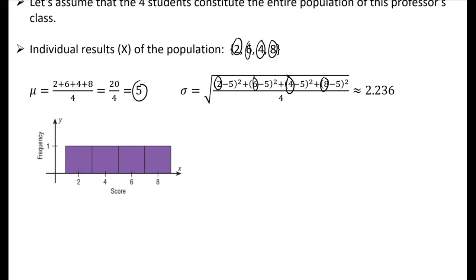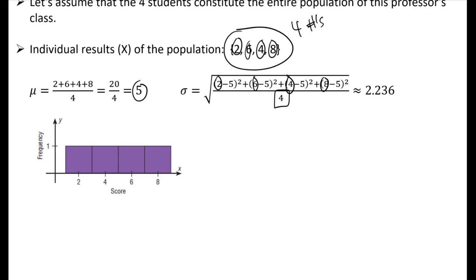And then once you do that, you square them, add them up, divide by how many numbers you have. In this case, we have 4 numbers, right? So that's this guy right here. And then you take the square root, and we get 2.23. So now that's the standard deviation. And we went ahead and did the graph.